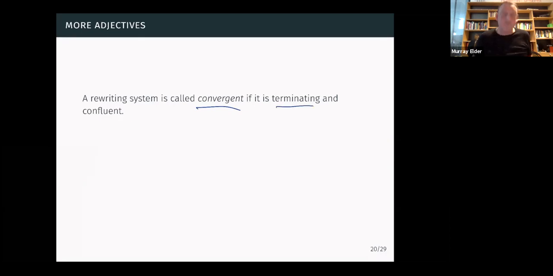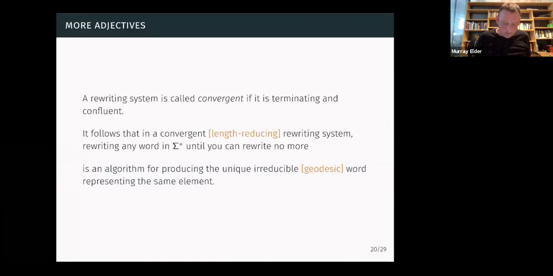And also you want it to be terminating so that the rules just don't go around and around together. Okay, so if it is a convergent rewriting system, you could branch out and come back again. So you always end up with a unique normal form representative for each equivalence class. And if it's length reducing, you end up with a geodesic representative for each equivalence class.